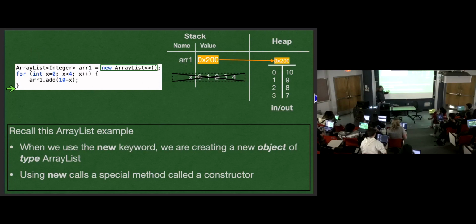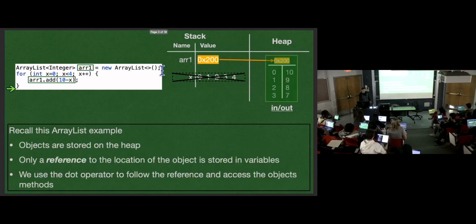It's just like our player class. We created a new ArrayList by calling a constructor, and that's going to create an ArrayList on the heap and return a reference to an ArrayList. That reference we stored in this variable r1. It doesn't get the entire ArrayList, just the reference.